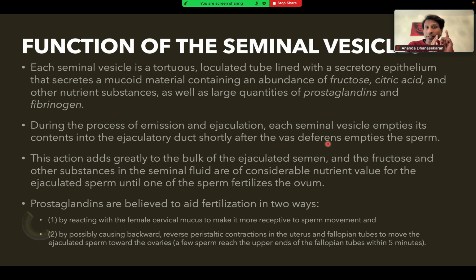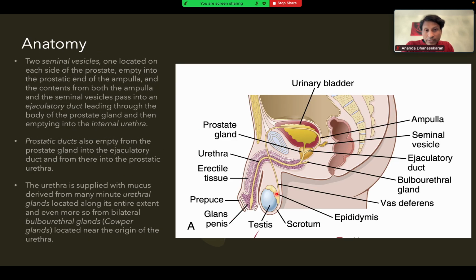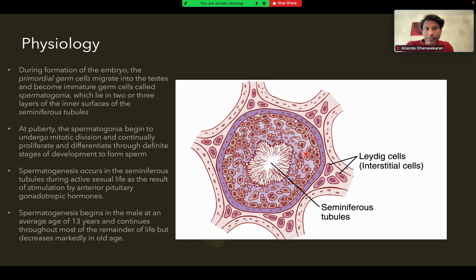As we said, we always wish the sperm to be a little bit on the alkaline side. This seminal vesicle makes it slightly acidic, but there are other mechanisms which neutralize that. In the process of emission and ejaculation during sex, the seminal vesicle empties its contents into the ejaculatory duct after the vas deferens empties the sperms. If you see in this picture, the vas deferens, coming directly from the testes, first empties here and then the seminal vesicle empties its content. That is the order in which the ejaculation happens.